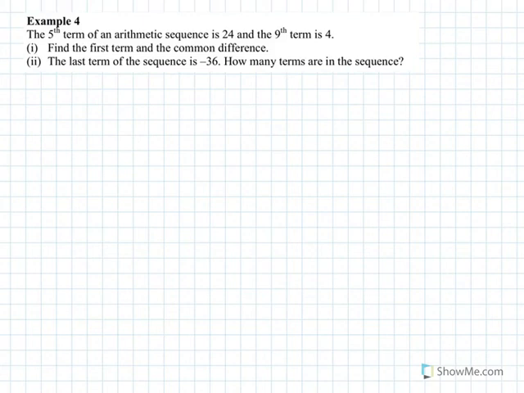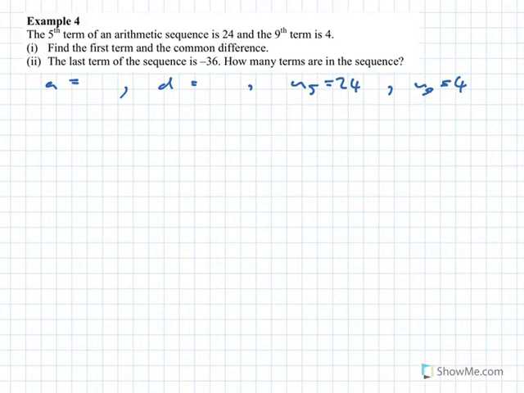Okay, so a slightly more interesting question here. The fifth term of an arithmetic sequence is 24, and the ninth term is 4. Find the first term and the common difference. So let's work out what we know and what we need to know. We need to find out what A is, what D is, and we know that U5 is 24, and U9 is 4.